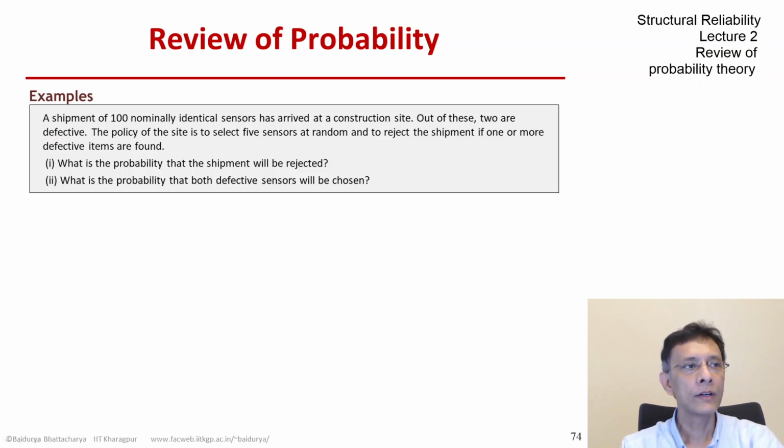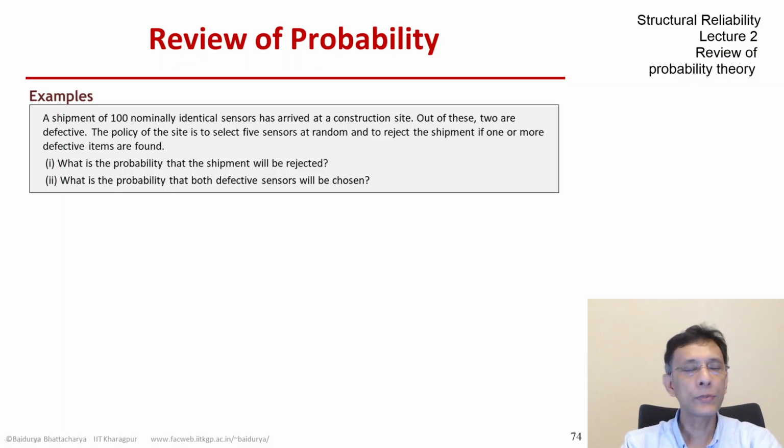So what we have is a shipment of 100 identical sensors, out of which 2 are known to be defective. The site policy is to select 5 sensors at random. That "at random" is a keyword there. And to reject the shipment if one or more of those 5 selected turn out to be defective. So the first question is, what is the probability that the shipment will be rejected? And the second one is that both defective sensors will be chosen.